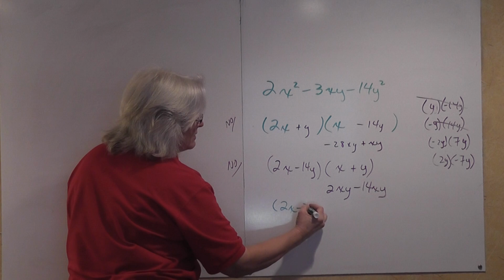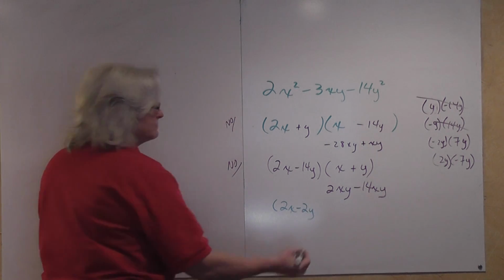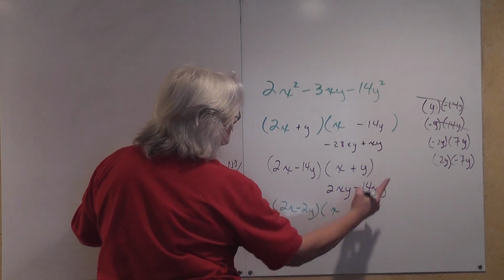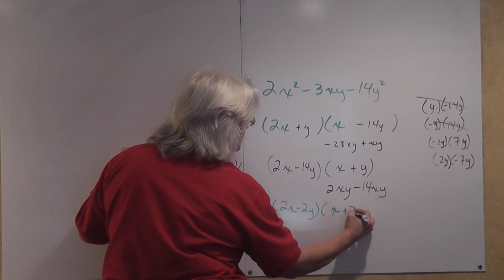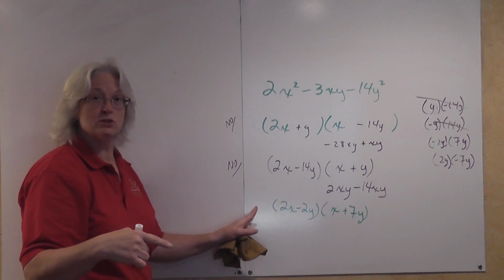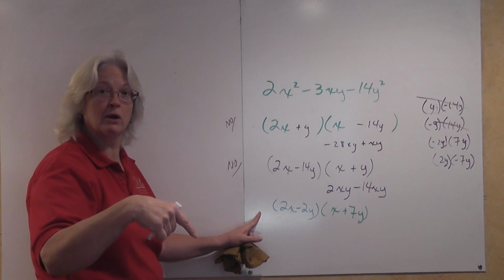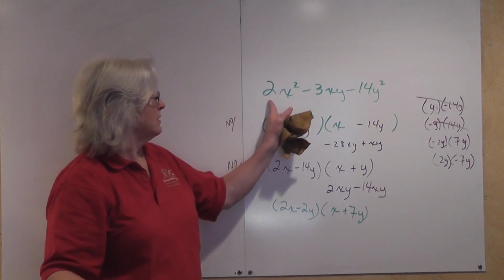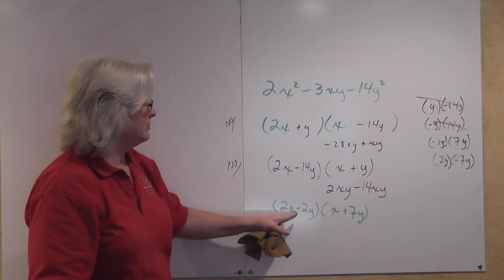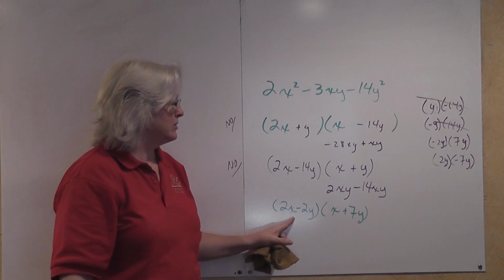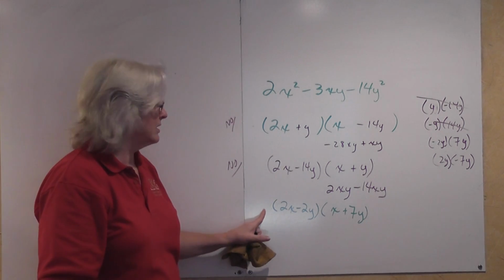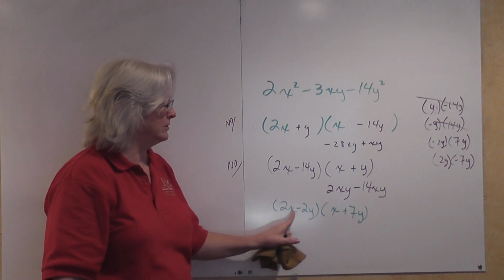2x minus 2y times x plus 7y. Now I know immediately that this is not the correct answer. This refers back to what I said in the prior video. We have no common monomial factor. But when I arrange the terms in this order, what do I have right here in this first binomial factor? I have a common factor of 2.